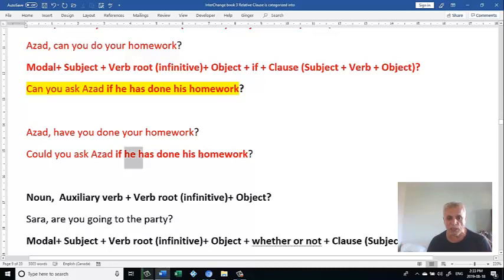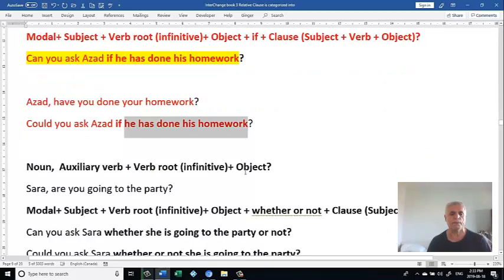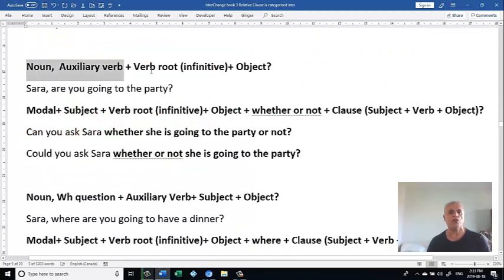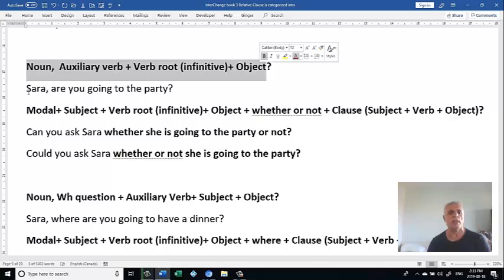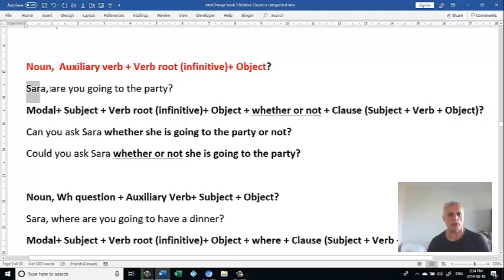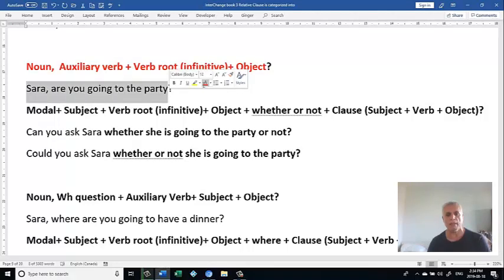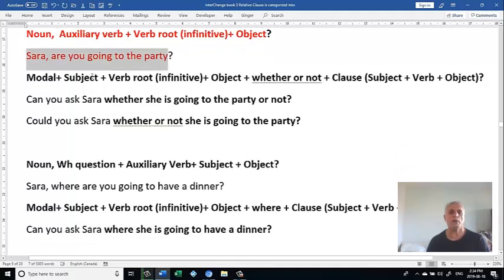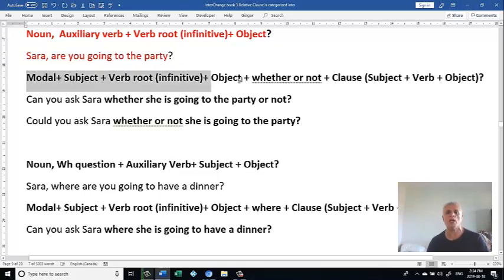Then if we look at this second part, it will be different, because here the auxiliary verb is has, then we have here has done. Look here, another sentence. Noun, auxiliary verb, verb root, infinitive, then we have the object here. Then we say Sarah as a question, because we have, are you going to the party? Then the question is going to be yes or no.